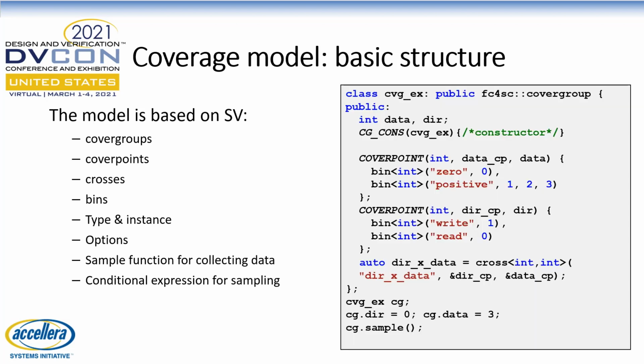So as you can see on the right side, you can follow the definition of a cover group type named CVGX, which extends from the FC4SC cover group class. Inside, it contains two cover points with two bins each and one cross between the cover points. Next, we see an instantiation of the cover group type we just defined, followed by a sample call.